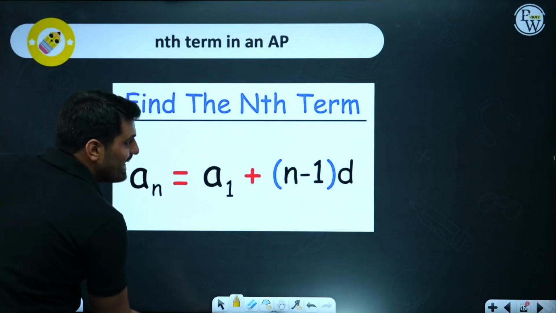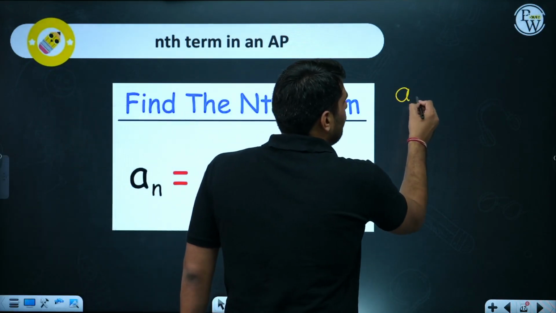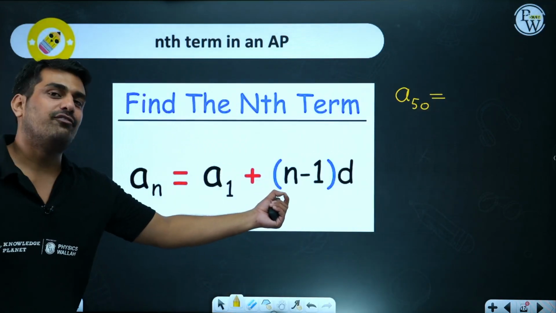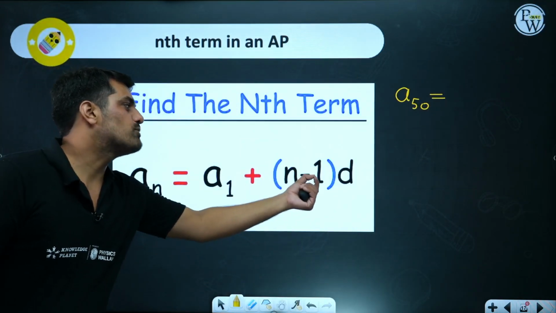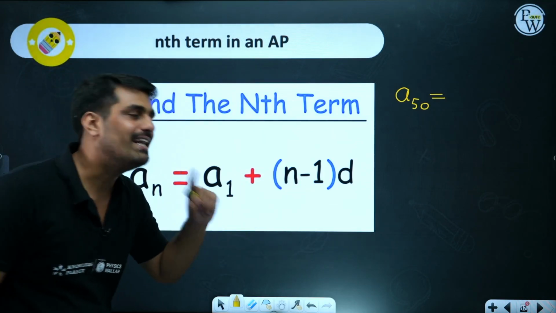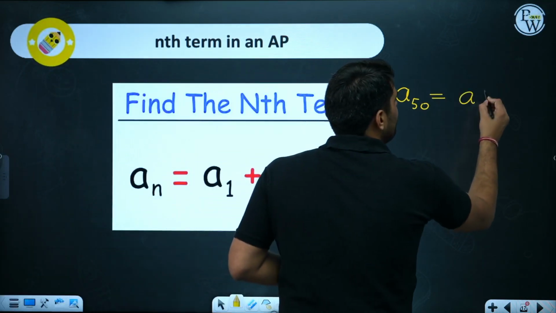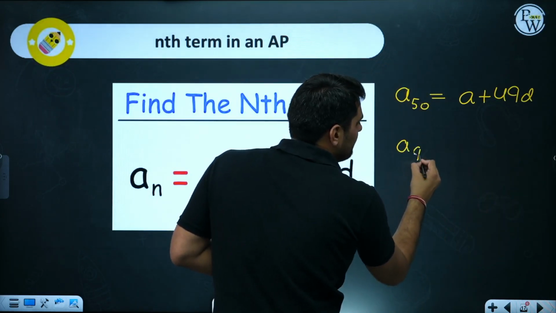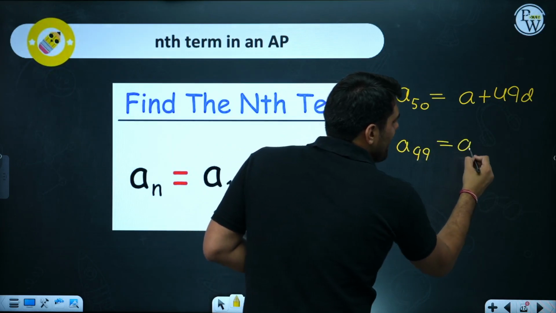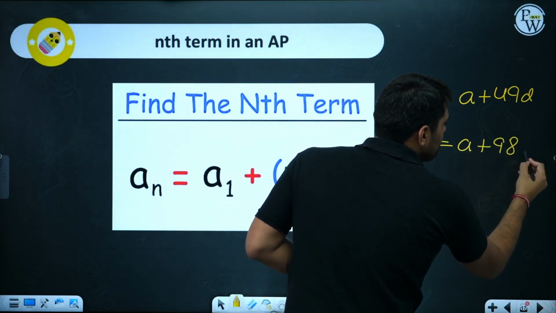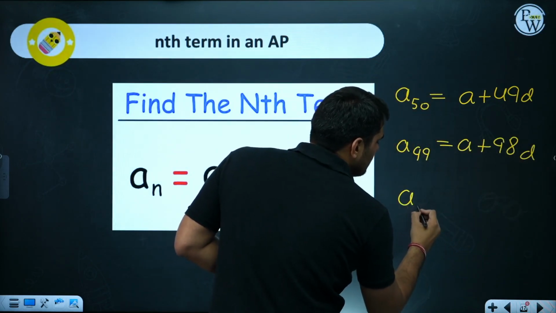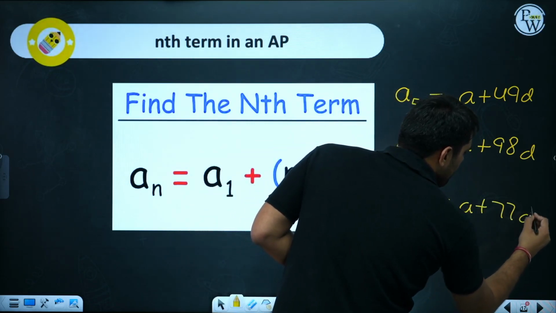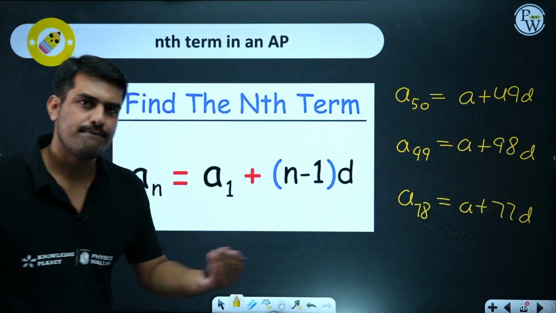If I have to explain it any further, if you want to find A50, what will you do? Put the value of n as 50. So n as 50, n minus 1, 50 minus 1, 49. So A plus 49D. If I want to find A99, this will be A plus 98D. If I want to find A78, it will be A plus 77D. As simple as that. Very simple.